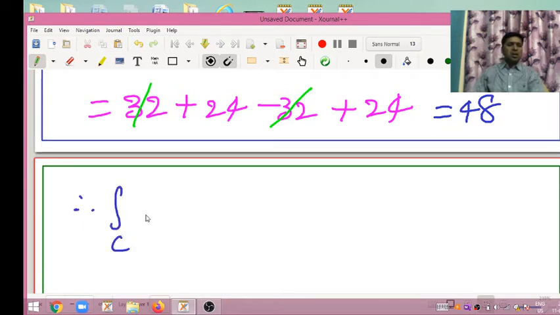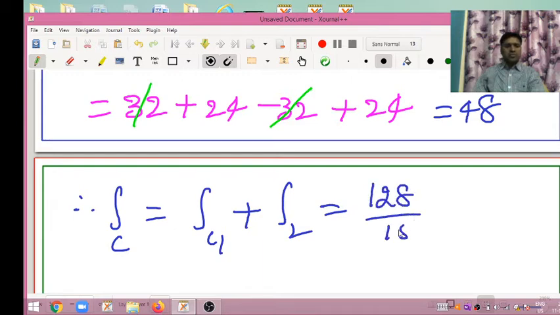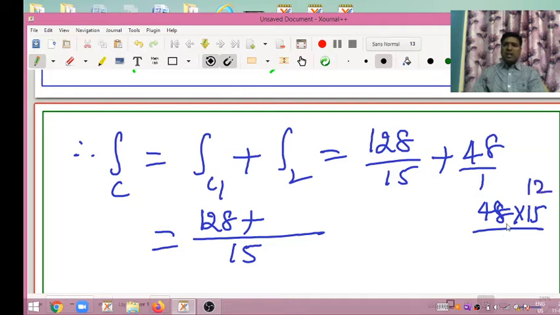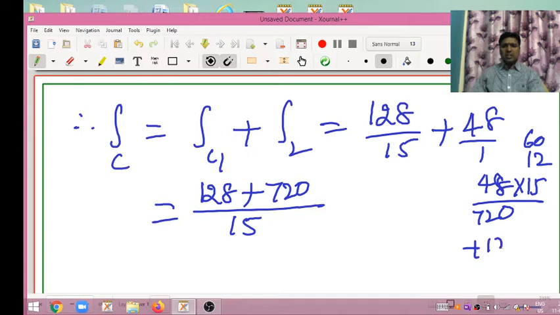So along C is equal to what will come? Along C1 plus along C2. So that is equal to along C1 value 128 by 15 plus along C2, 48. 48 by 1 is the answer we want to consider. So the LCM here is 15. So first term what will come my dear friends? 15. 128 will come. Again 48 into 15: 15 8s are 120, 15 4s are 60, 60 plus 12 means 72, so 720. So again plus 128 means 848.